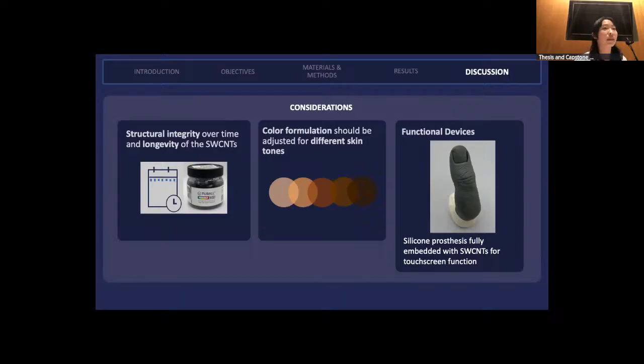And alternatively, patients who have a low desire for aesthetics but still want silicone restorations would benefit from their entire silicone prosthesis being fully embedded with the single-wall carbon nanotubes.